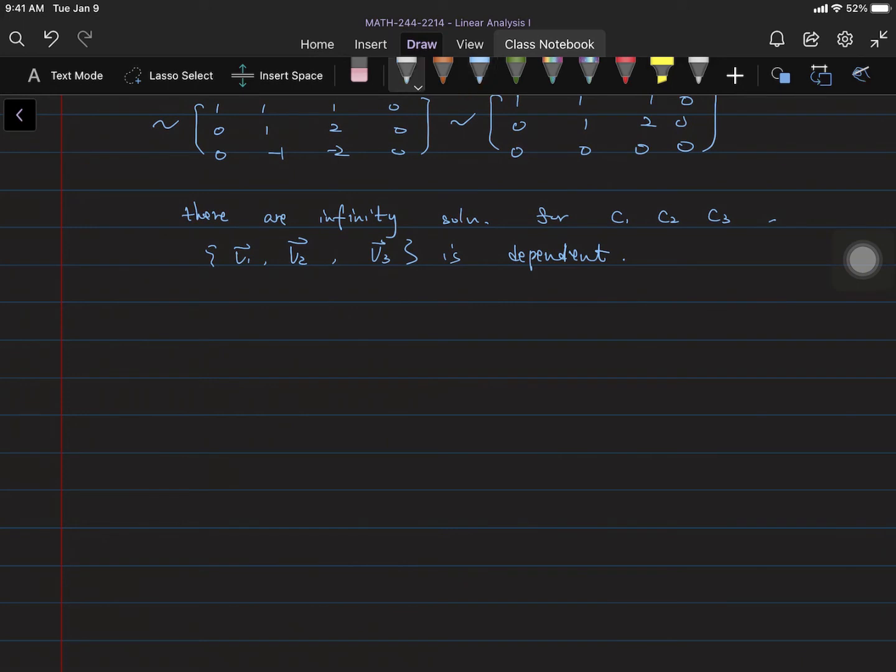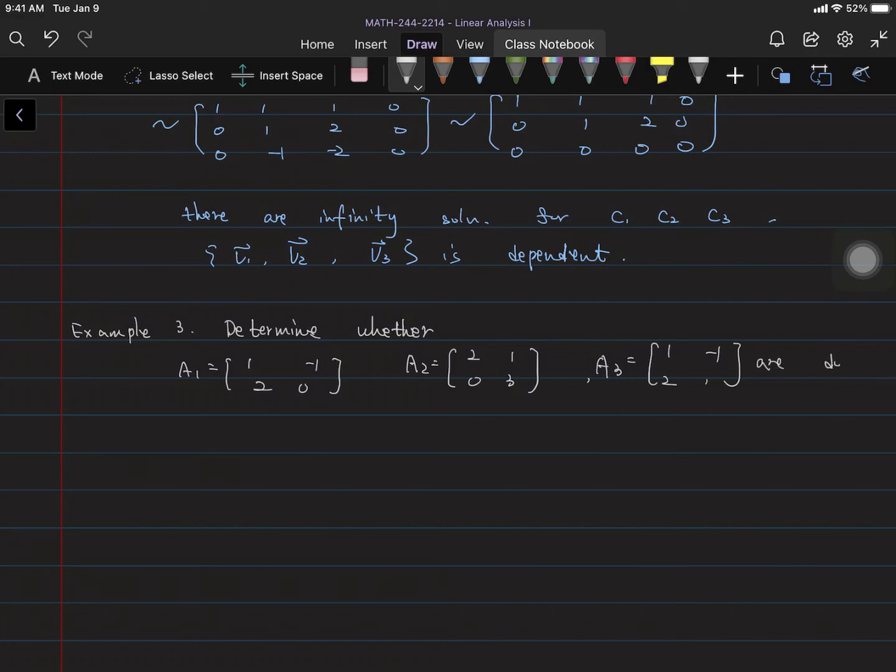Next, we're going to do more examples. We just play with the definition. Example 3, determine whether the three given matrices are dependent or independent. So we have 2 by 2 matrices. They are 1, negative 1, 2, 0, A2, A3. Determine whether they are dependent or independent.